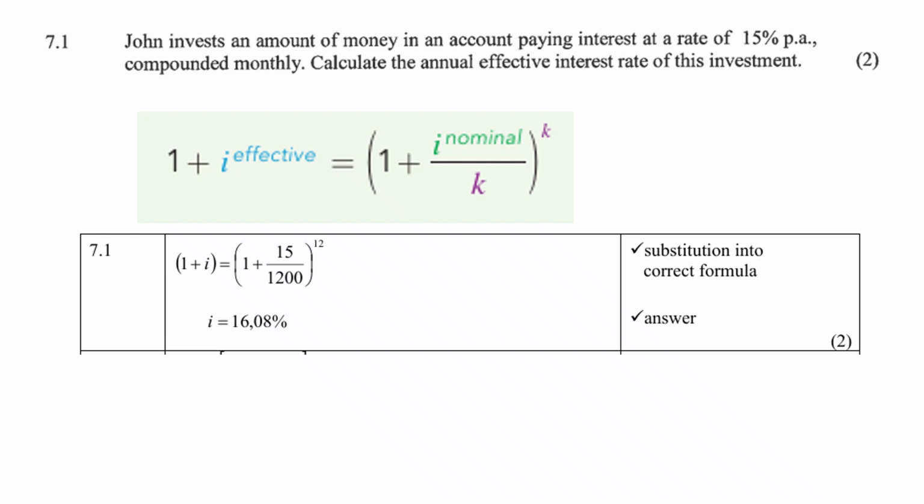And you get 1 plus i equals 1 plus, remember it's 15% per annum. There are 12 months in a year, so it is 12 times 100, so it is 1,200. Is it clear? Then of course to the power of 12, and the rest is just calculator work. It's only 2 marks, so we don't show all the steps, but you need to find i. Remember, once you've done your calculator work, you must still multiply the answer by 100 to get i, because you're going to get 0.1608, and that is not the answer. You must still multiply it by 100, so don't forget.